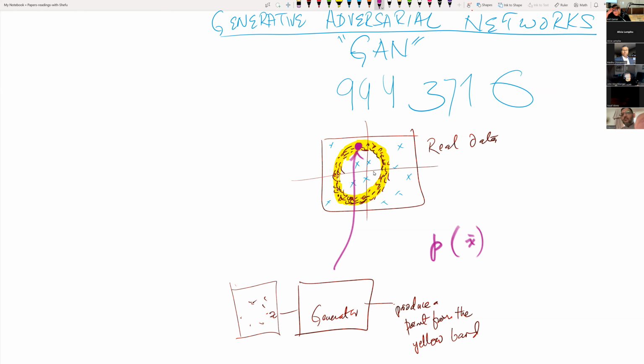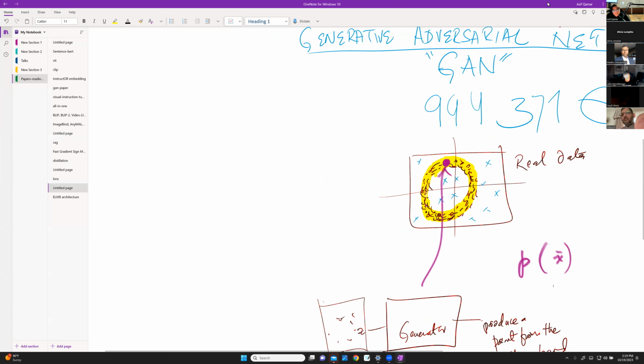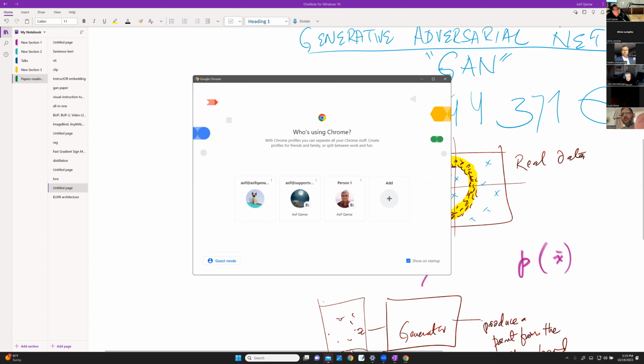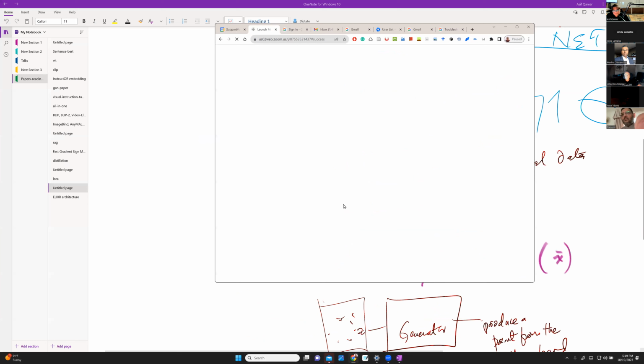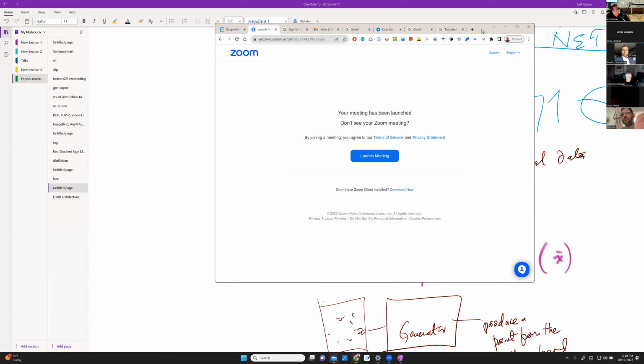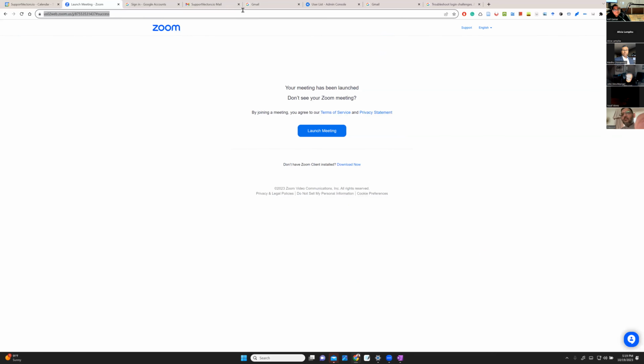So this idea, I would like to show you with a real lab example. At this particular moment, give me a moment to do that.